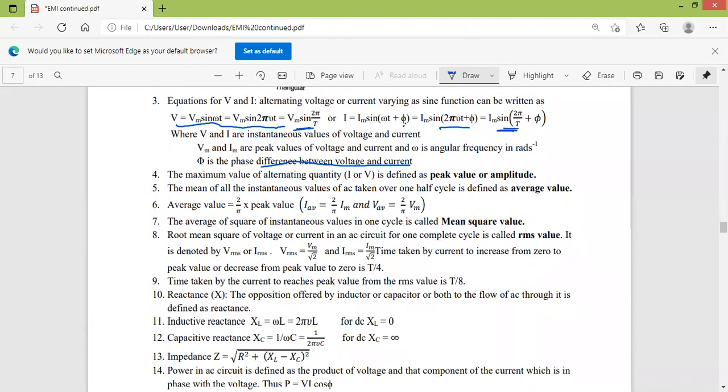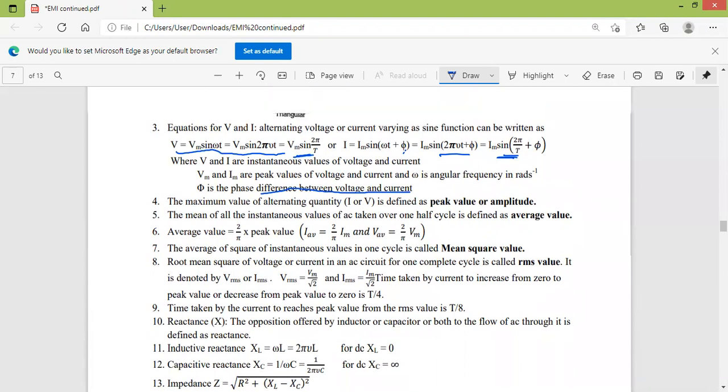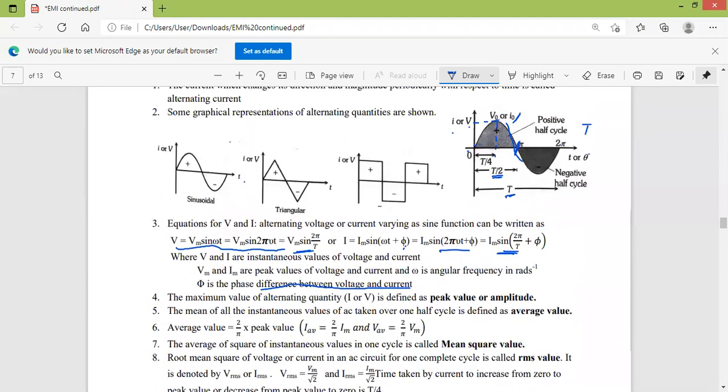Next, the maximum value of the alternating quantity is called peak value. Here, if we go like this, the current or voltage keeps increasing, and here it becomes maximum. This is called peak value, which is represented by Vm or Im or V naught or I naught.